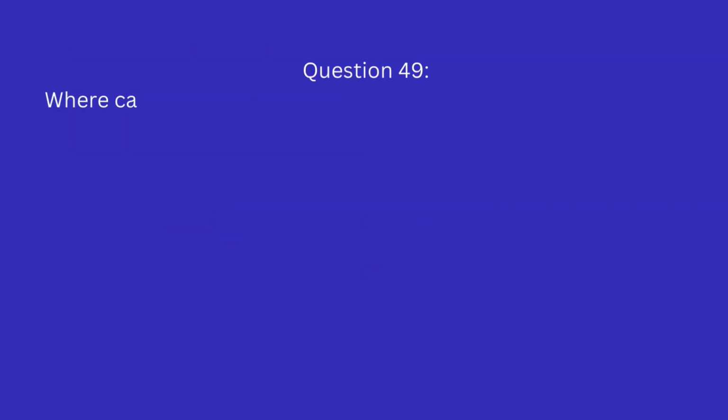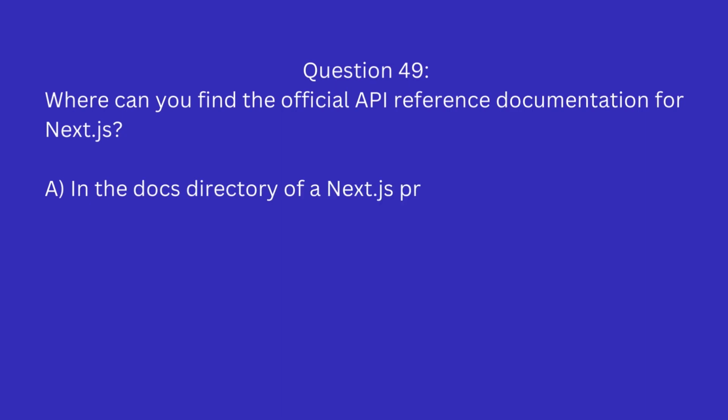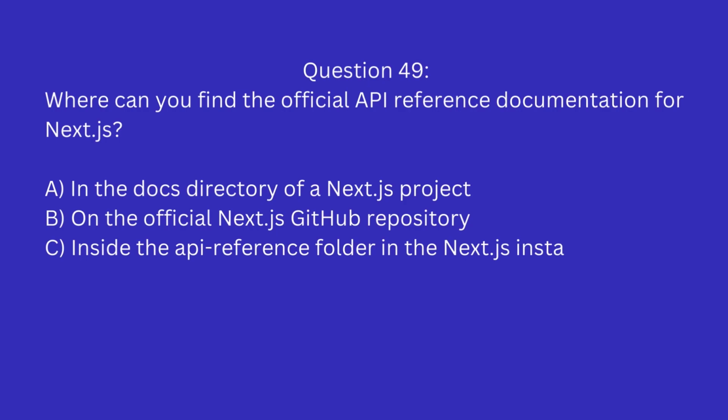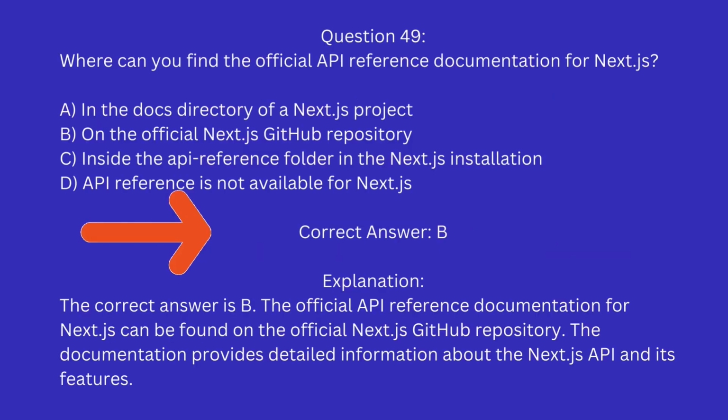Question 49. Where can you find the official API reference documentation for Next.js? A. In the docs directory of a Next.js project. B. On the official Next.js GitHub repository. C. Inside the API reference folder in the Next.js installation. D. API reference is not available for Next.js.